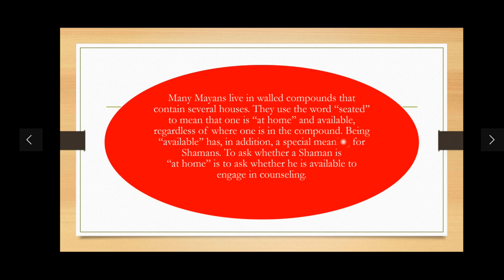So wherever you are in the compound, if somebody says that he's seated, it means you are at home. Now, being available has in addition a special meaning for shamans. To ask whether a shaman is at home is to ask whether he is available or engaged in counseling. You can also call it whether someone is available or not.